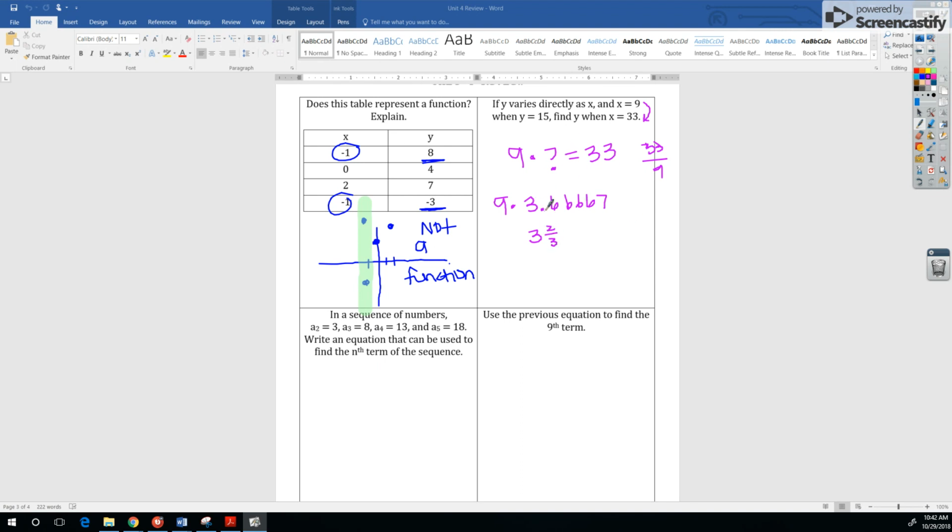Okay. So 3.66667 is 3 2/3. So we need to do the same thing with the Y. If Y is 15, then we need to now find the bigger Y. So I need to take my 15 and now multiply that by 3 2/3. And I get 55.